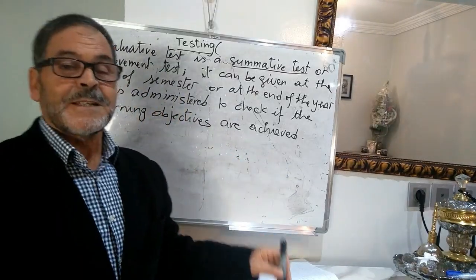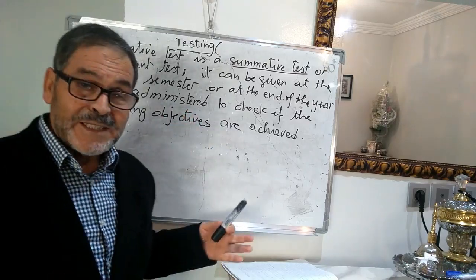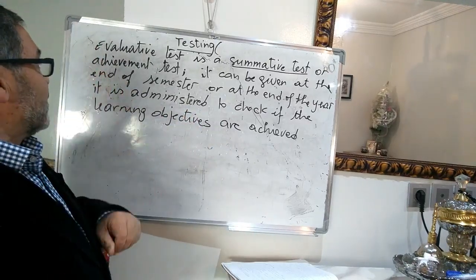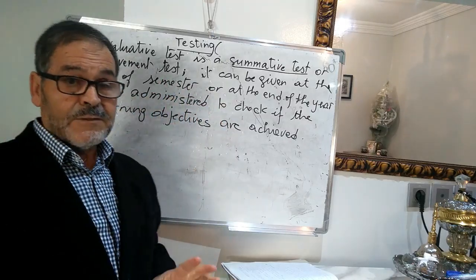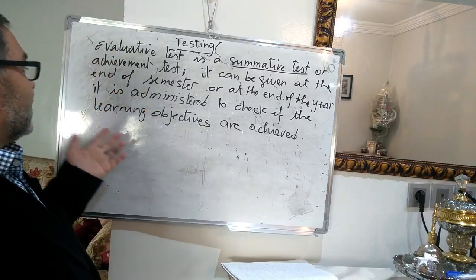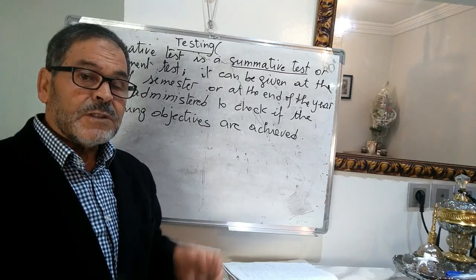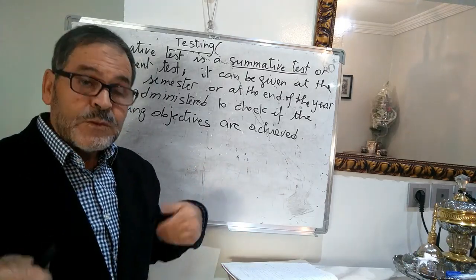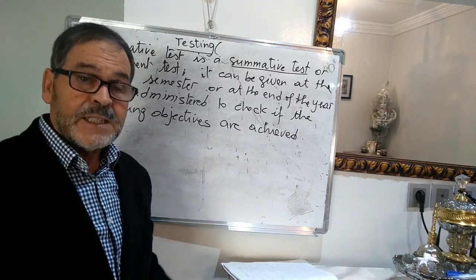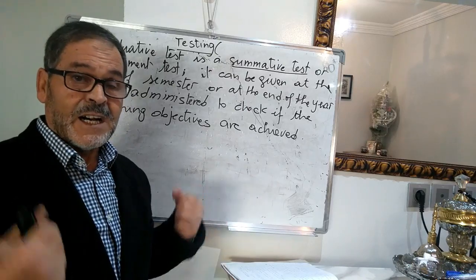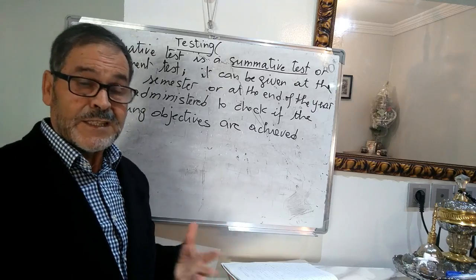Evaluative test, it is a summative test, or it is an achievement test. This test can be given at the end of the semester or at the end of the year. Why? To check if the learning objectives were achieved during the whole year or semester, what we have taught and what the students learned, to check if they grasped the program, the syllabus we have.